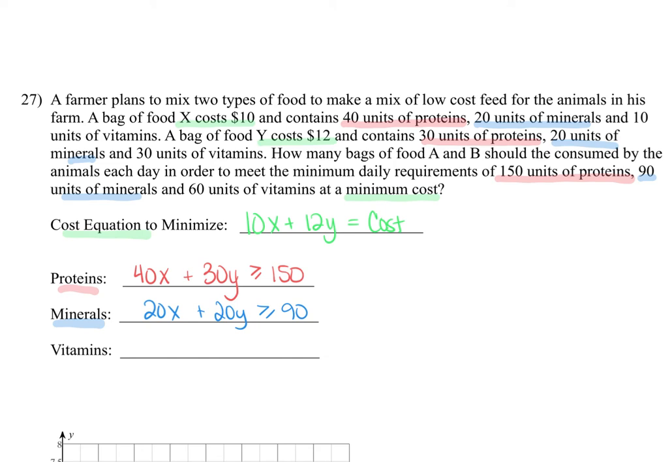And then I'm going to look at my last one, my vitamins, and do the same thing. X has 10 units of vitamins. Y has 30 units of vitamins, and I want a minimum of 60. That's my last equation. 10 for X, 30 for Y, a minimum of 60.